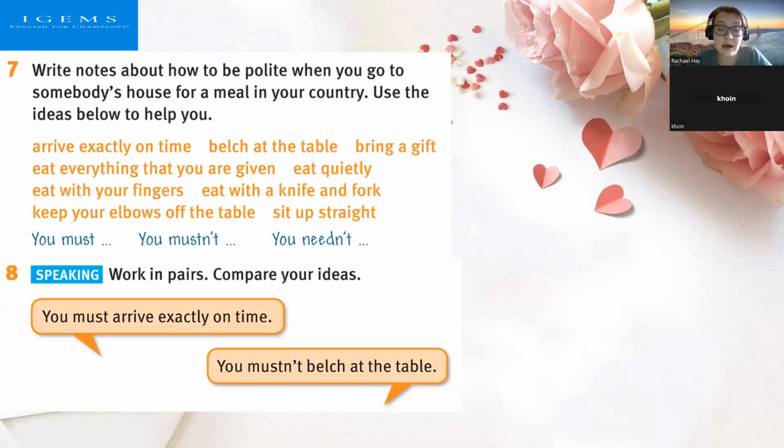Okay, write notes about how to be polite when you go to somebody's house for a meal in your country. Use the ideas below to help you. Okay. So arrive exactly on time, belch at the table. You know, I said burp, burp, belch. It means the same thing. It's that noise that comes out of your mouth if you drink something gassy, if you eat, you belch. Bring a gift. Eat everything that you are given. Eat quietly. Eat with your fingers. Eat with a knife and fork. Remember, I said keep your elbows off the table and sit up straight.